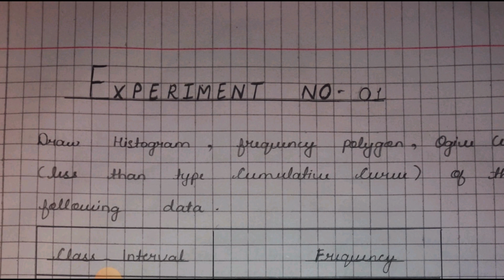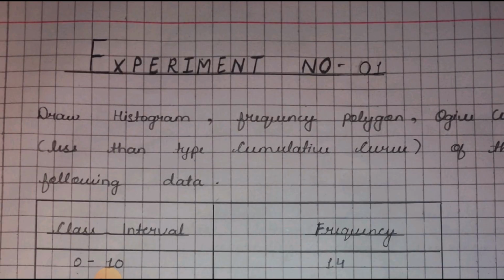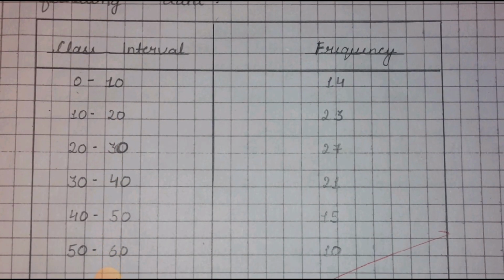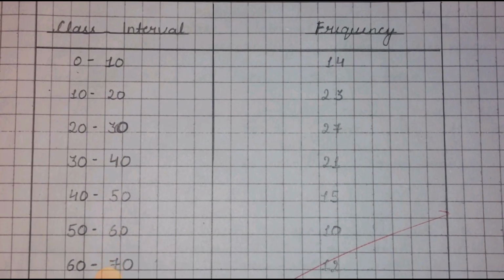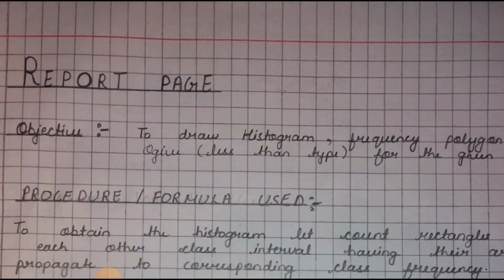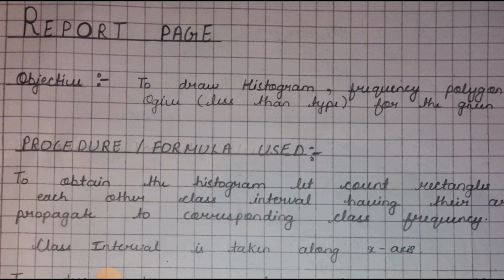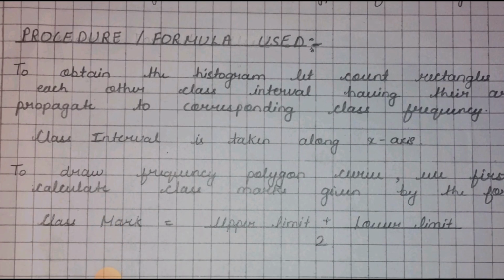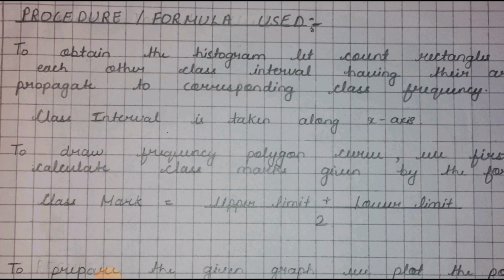Experiment number first. Draw histogram, frequency polygon, or give curve, less than type cumulative curve of the following data. Second page, report page. Objective: to draw histogram, frequency polygon and or give less than type for the given data. Procedure, formula used.